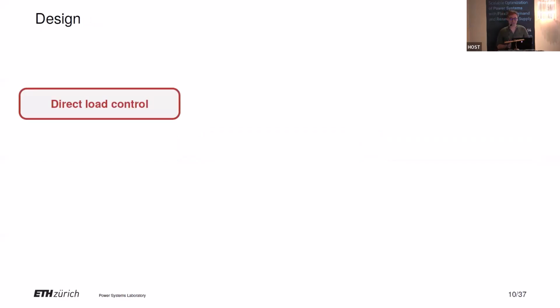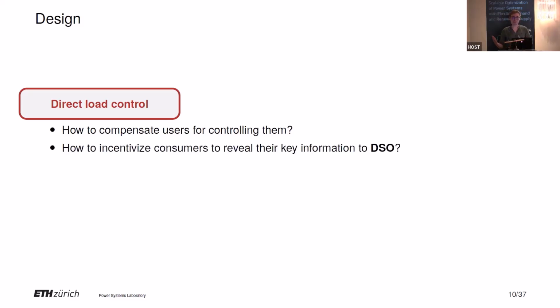So when you want to design a system with direct load control, there are several key questions that you need to answer. So the first one is, how can you compensate the users for controlling them? Of course, if you're going to control them, you want to give them some incentive, some compensation. That's a major question. And the other related question is how to incentivize consumers to reveal their preference or the information that is important for the DSO, for instance, or the aggregators to control them.